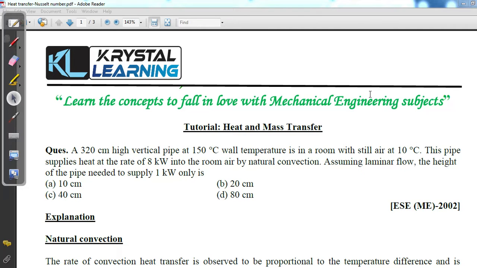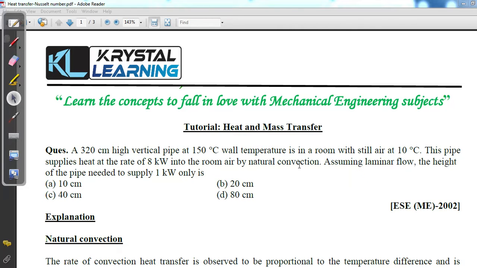So today we will solve a question of heat and mass transfer, and this question came in the Engineering Services Examination in 2002. This question says that a vertical pipe of 320 centimeter height, having 150 degree centigrade wall temperature, is kept in a room with still air at 10 degree centigrade. This pipe supplies heat at a rate of 8 kilowatt in the room by natural convection.